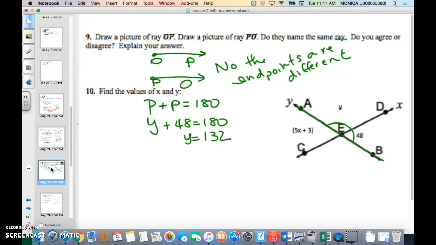Now, there's a couple ways you could find out what X is. What I see here are vertical angles, here and here. And I know vertical angles are equal. So I know that 5X plus 3 is going to equal 48. And when I work this out, I get X equaling 9. Another thing you could have done is seen that these two make another 180 degrees, so it could be part plus part equals 180. A couple ways to solve the same problem.